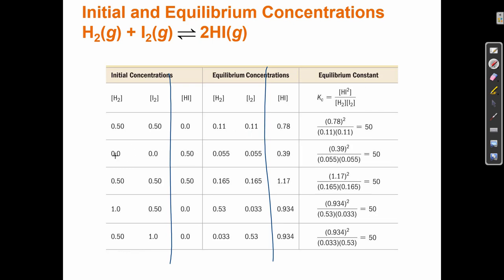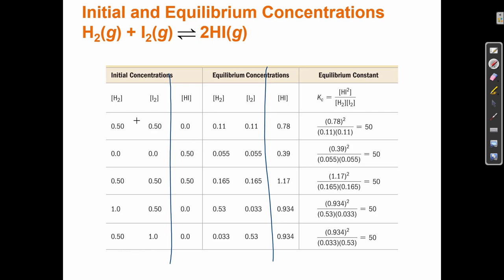So now, what if I start with the exact opposite? What if I start with a reaction where I have zero reactant and I start with 0.5 HI? So really, I'm talking about the reverse reaction. Really, this will be my reactant now, and it's going to move this way to create product, right? So if I do that, here are the equilibrium concentrations I get. They're totally different than these ones, right?